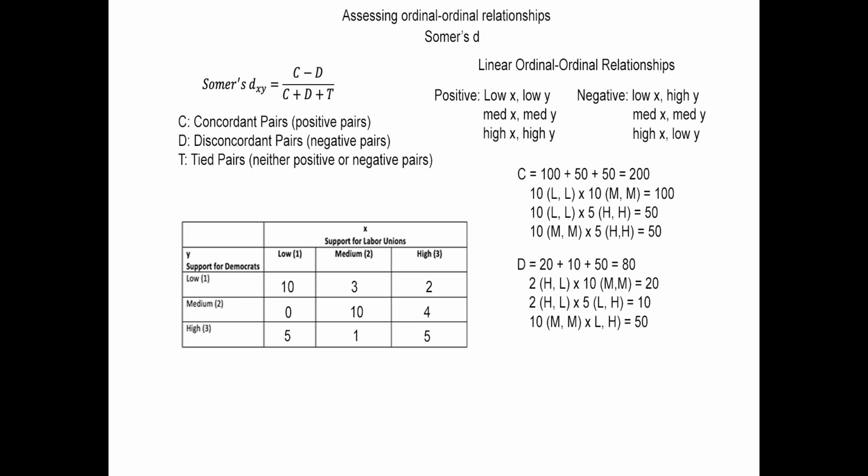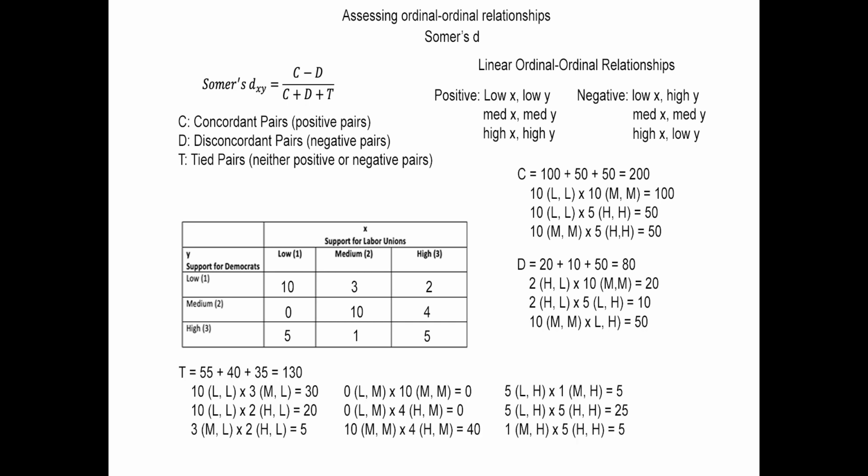Discordant pairs run along the other line, so low x, high y through medium x, medium y through high x, low y. So here we have 2, which is our high x, low y, times our medium, medium, 10, that gives us 20 pairs. 2 from our high, low times 5 in our low, high for 10 pairs, and finally 10 from our medium, medium times low, high, 5 gives us 50 pairs. This gives us a total of 20 plus 10 plus 50 for a total of 80 discordant pairs.